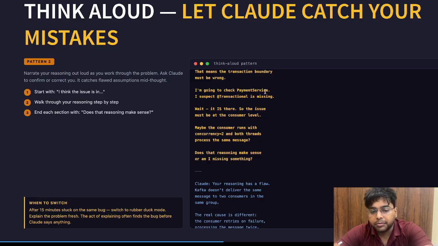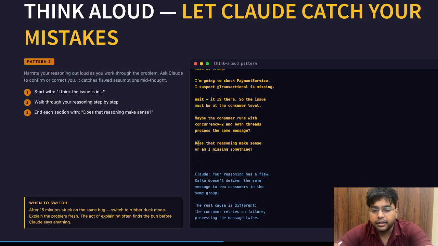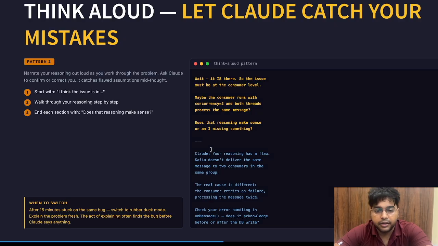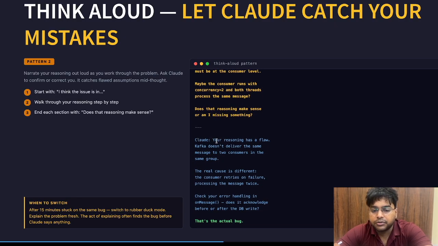Then we state the reasoning step by step. I am going to check the payment service. I suspect the transactional annotation is missing. Then we say, wait, is it there? So the issue must be at the consumer level. And in the end we say, does that reasoning make sense or am I missing something? So it is like you are thinking aloud and talking with Claude. Then Claude tells you your reasoning has a flaw: Kafka doesn't deliver the same message to 2 consumers in the same group. Then we check this and find the real bug.